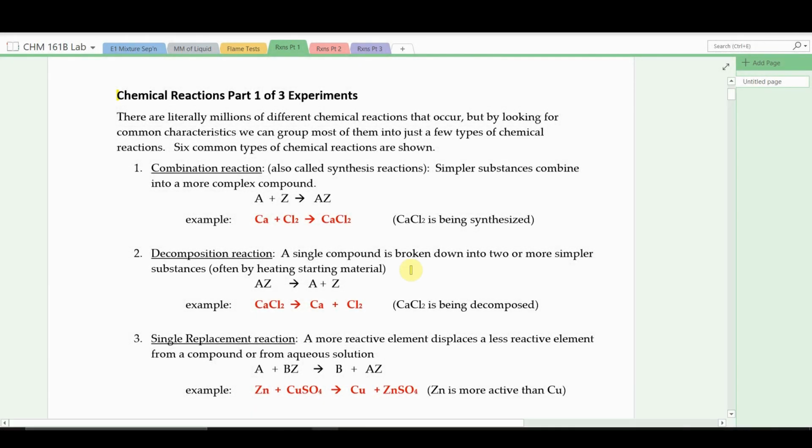This is the first of 3 experiments dealing with chemical reactions. We'll begin with an overview of the types of chemical reactions, and then in this first video we'll look specifically at combination reactions, combustion reactions, decomposition reactions, and double displacement reactions.